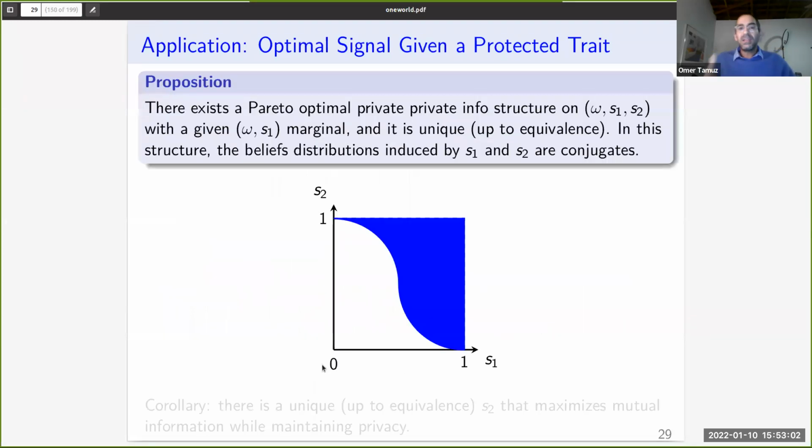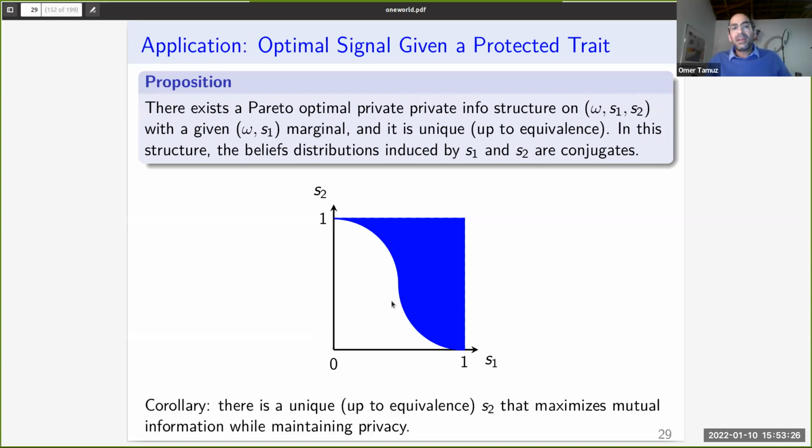And the answer is, this is exactly using these conjugate distributions. There exists a Pareto optimal private-private information structure. Okay, maybe it's not obvious that it even exists. And it's unique up to equivalence. And in this structure, the belief distributions induced by S1 and S2 are conjugates. There's an interesting, maybe slightly subtle point here, that this S2 that you get, the most informative, is unique. So there's a unique maximal element here. There's a unique most informative distribution, even though this is a partial order.